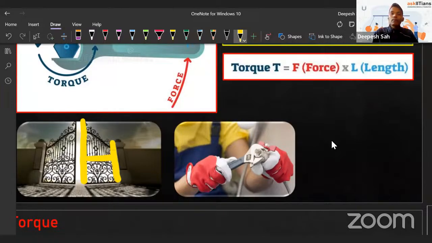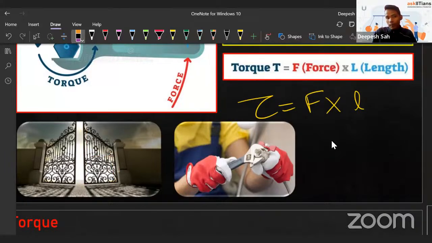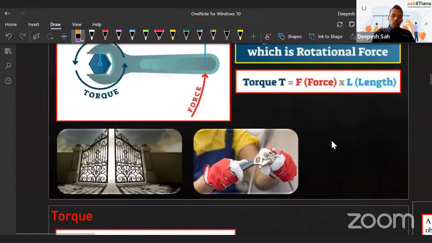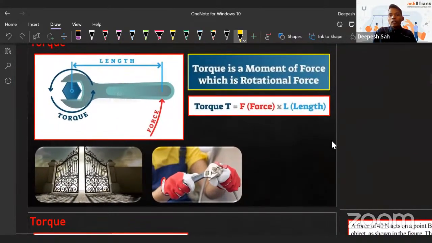This is why I'm saying that in both situations, maybe your force is the same, but because the length is varying, the value of torque is varying, which is the rotational force. Very important. So keep it in mind, torque is all about a rotational force, and we can also call it the moment of force. Fine.